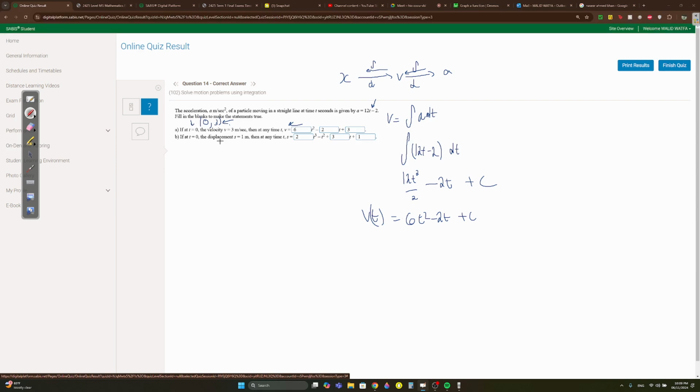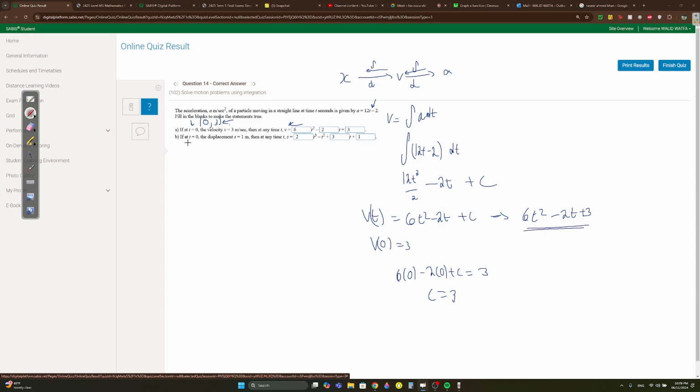Okay, we know that at time 0, v equals 3. So if you substitute 0, what are you going to get for velocity? 3. So v of 0 is equal to 3. If you substitute here 6 times 0 minus 2 times 0 plus c, you're going to get 3. So that means c is equal to 3. Instead of c here, you're going to put 3. So you get 6t squared minus 2t plus 3.